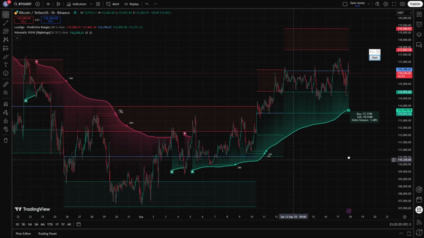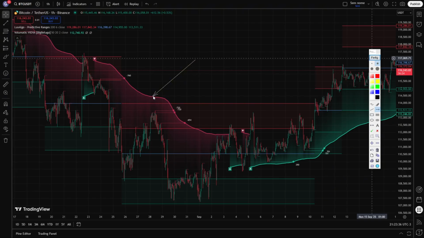In the same way, when the chart is experiencing a downtrend, similar to the one we see here, clearly indicated by the red cloud on the Vidia indicator, it becomes crucial for us to observe the volume delta. If the indicator shows minus 30 or less, we can engage in downtrend trading, as it signifies a strong and accelerating trend that is likely to persist.